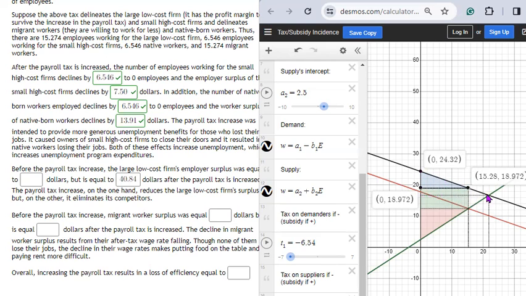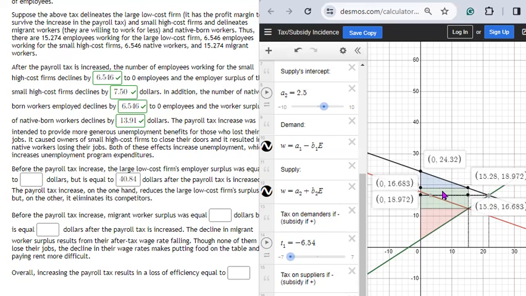It includes the blue, the green, and the white here. This big triangle is total firm surplus, right? Before the tax. But this chunk here was the total surplus of small high-cost firms, which means this rectangle here, this green rectangle, and this blue triangle is the firm surplus of low-cost large firms prior to the tax. So we have to add this area here, right? We have to add this area to that area.